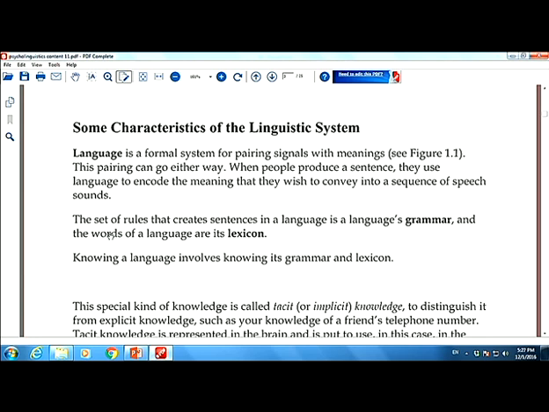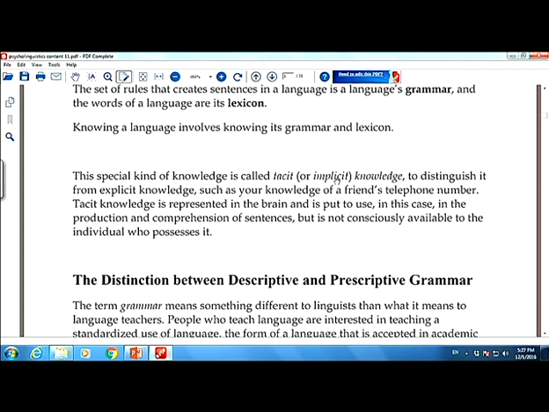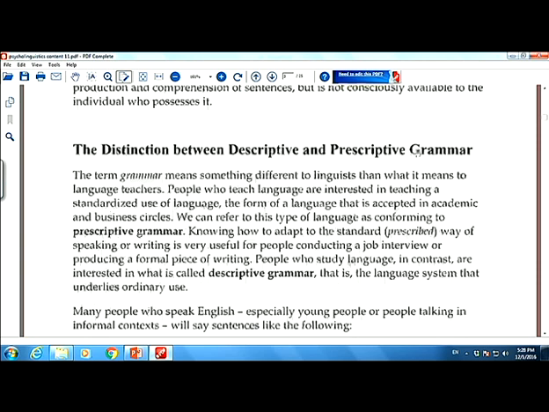Here we talked about implicit and explicit knowledge, and we talked about that in the previous lecture as well, in lecture number 12, I believe. We talked about implicit and explicit knowledge, tacit knowledge. So knowledge of grammar and lexicon is tacit, implicit. It's unconscious in our heads, right? Then another distinction between descriptive and prescriptive grammar. This is also very important. It's written in bold. We have here prescriptive grammar.